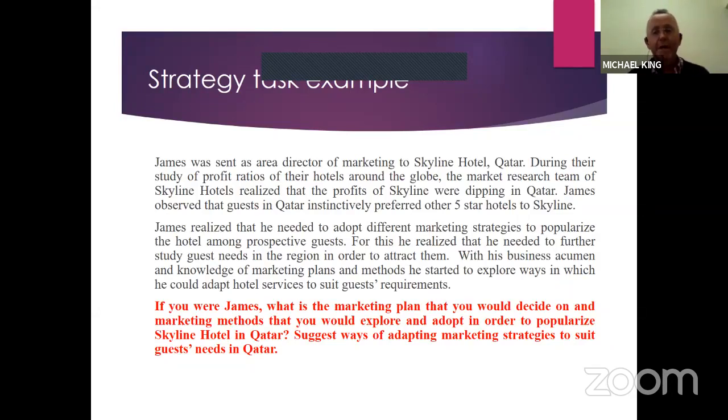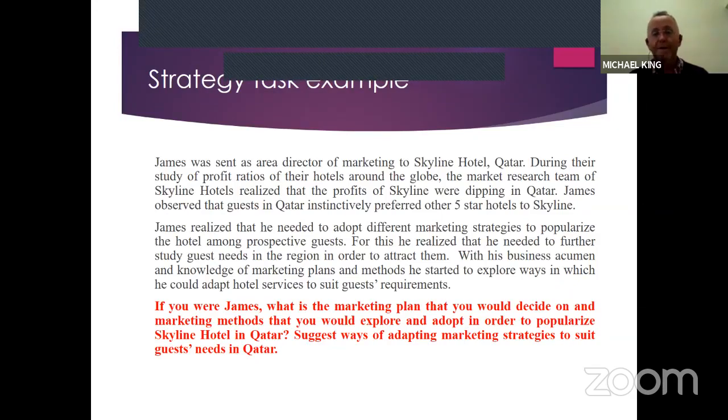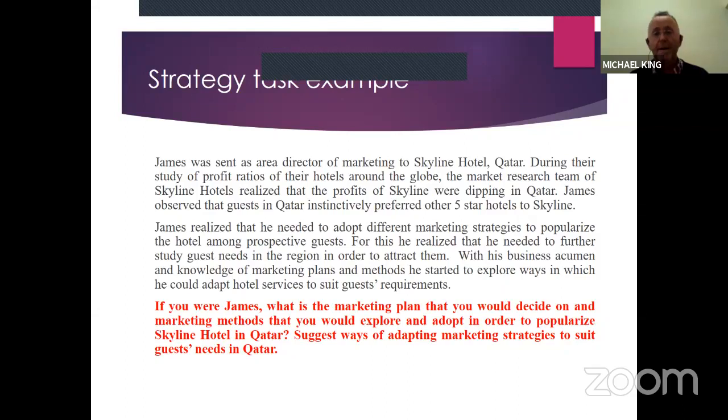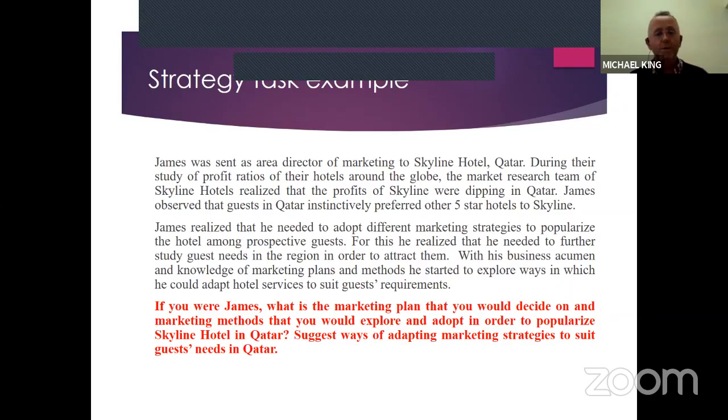So James was sent as Area Director of Marketing to Skyline Hotel, Qatar. During their study of profit ratios of their hotels around the globe, the market research team of Skyline Hotels realized that the profits of Skyline were dipping in Qatar. James observed that guests in Qatar instinctively preferred other 5-star hotels to Skyline. James realized that he needed to adopt different marketing strategies to popularize the hotel among prospective guests. For this, he realized that he needed to further study guest needs in the region in order to attract them. With his business acumen and knowledge of marketing plans and methods, he started to explore ways in which he could adapt hotel services to suit guests' requirements.